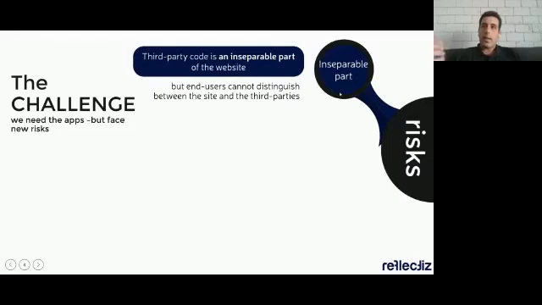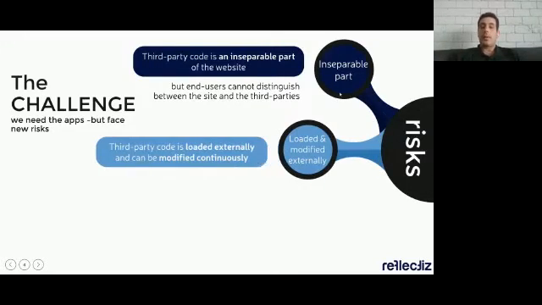And the challenge is that those third-party apps are actually an inseparable part of your website, meaning that when I'm the user browsing your website, I can't distinguish between what belongs to the bank, what belongs to the insurance company, and what is the third-party app, what is this application that's running. And because the user can't really distinguish, you don't know when you're communicating with a third party or communicating with the site itself. But that's not the only problem.